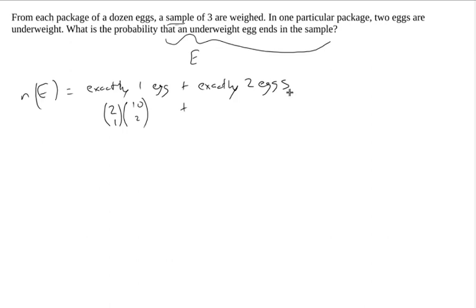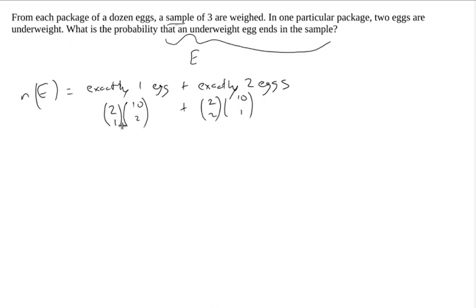If we're talking about the number of ways we could get exactly 2 bad eggs, well, from the 2 bad eggs we need to choose exactly 2, and from the 10 good eggs we need to choose exactly 1. You'll notice that when I'm doing these numbers here, the top parts add up to a dozen. There's a dozen eggs here. These are the bad eggs, these are the good eggs. The bottom parts of these combinations add up to the sample size. There are 3 being sampled.